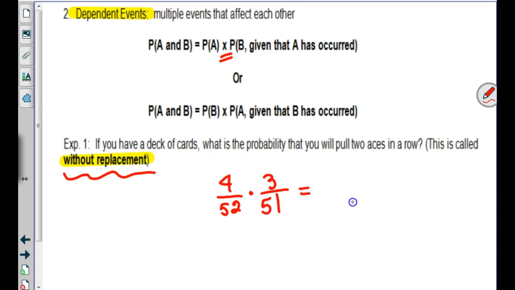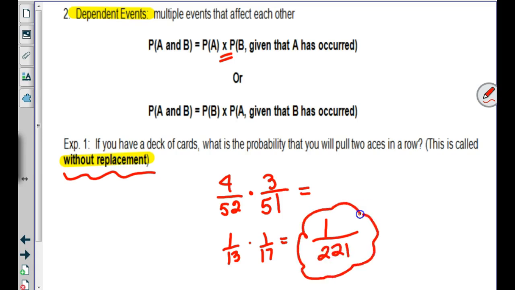Everybody good? Okay, those both reduce. You can type it in your calculator and they'll reduce. This is 1 out of 13 and this is 1 out of 17. So I don't know what that is. 1 out of 391? I'm just making up a number. 220. 221. I just knew it ended in a 1, so I was totally guessing.